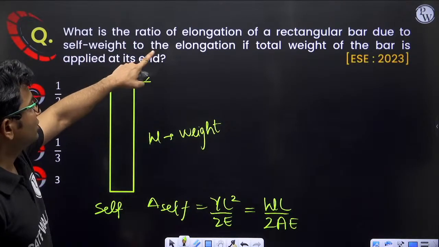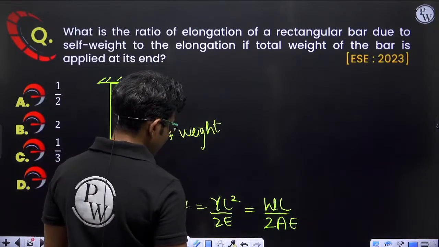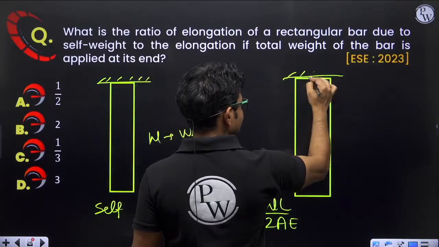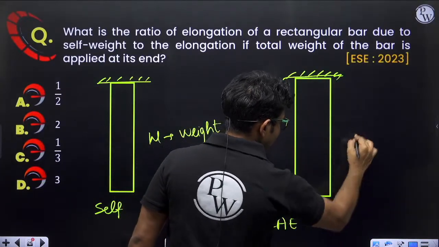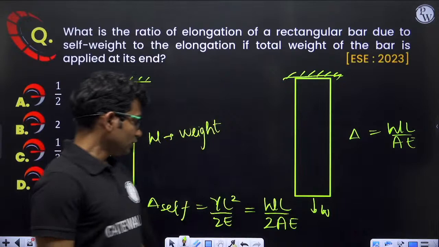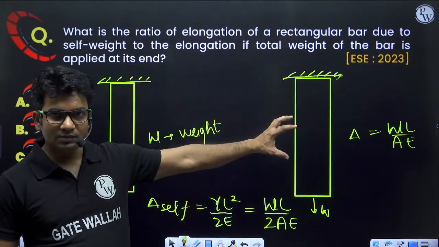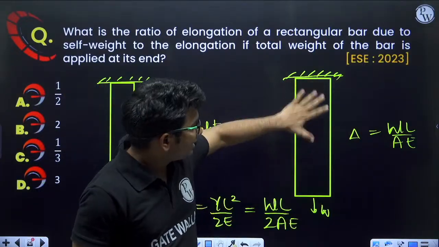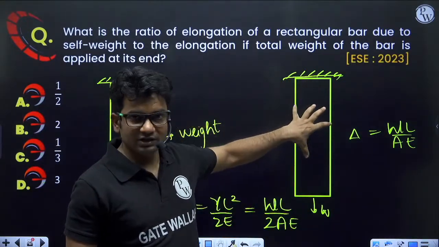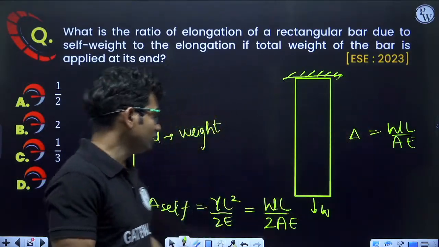Now what is the ratio of elongation of the rectangular bar due to self weight to the elongation if the total weight of the bar is applied at its end? So if I apply the total weight of the bar W at its end, delta will be equal to WL upon AE, that is PL upon AE. Due to self weight it will be WL upon 2AE, and if the weight of the bar is applied at the end, here we are not considering the self weight, we are just considering that weight applied at the end of the bar, so we'll be getting WL upon AE.